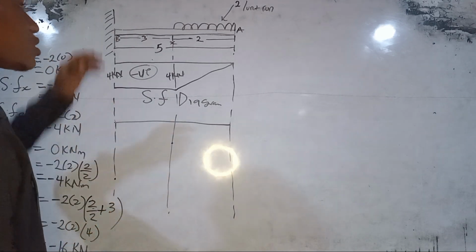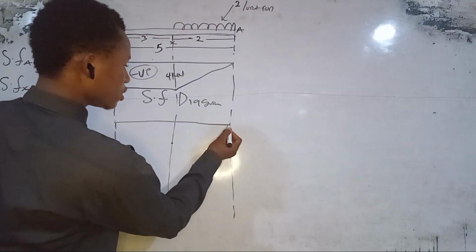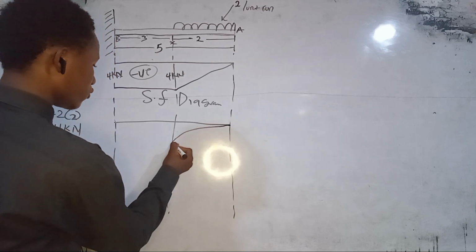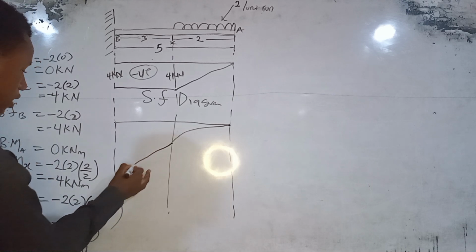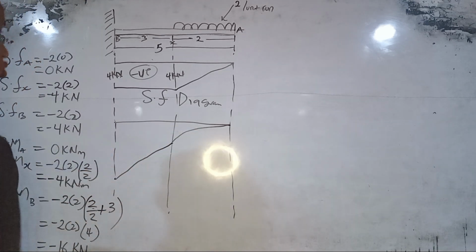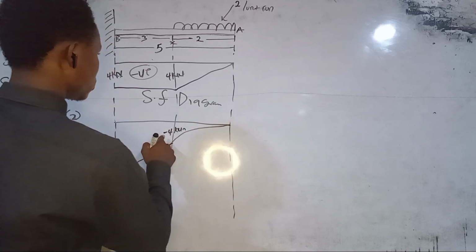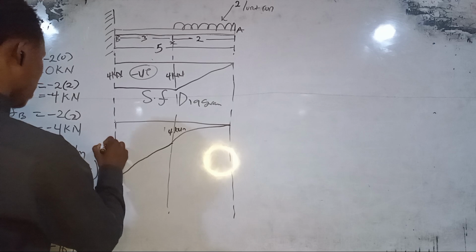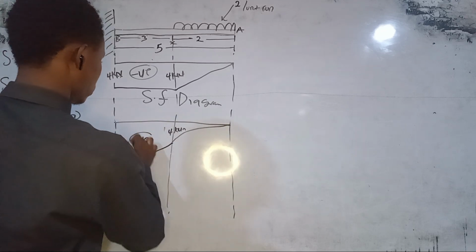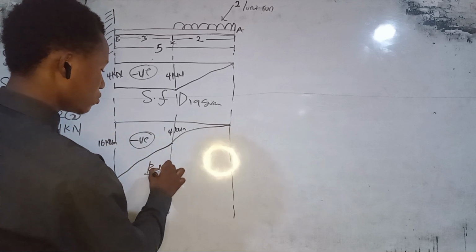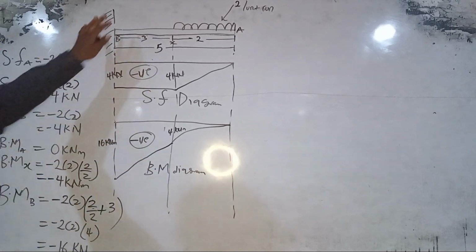So now in this place, the UDL that we have here, we are going to be having a parabolic curve for it. Then for the rest of here we are just going to be having a straight line, which is a 1 degree line. So we have here our minus 4 kilonewton meter. Let's put it as 4 kilonewton meter. We have 16 kilonewton meter. Everything here is negative. So this is our bending moment diagram for this.